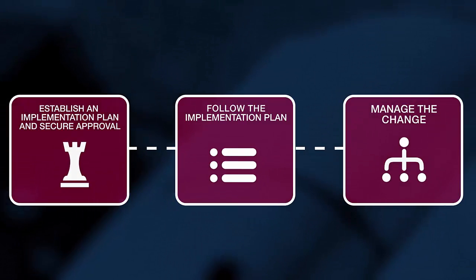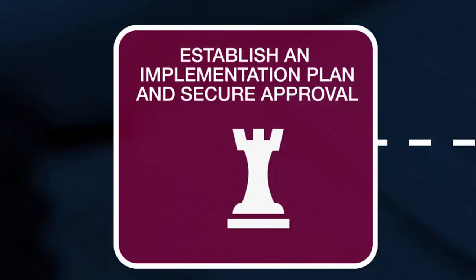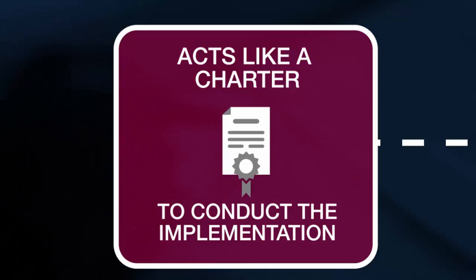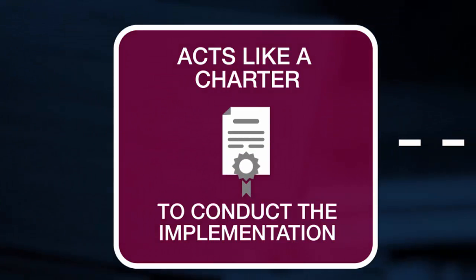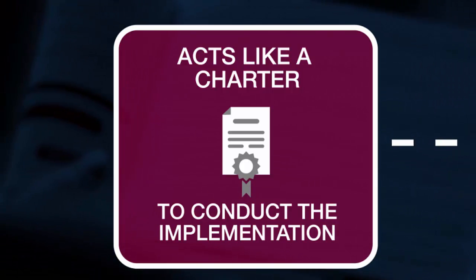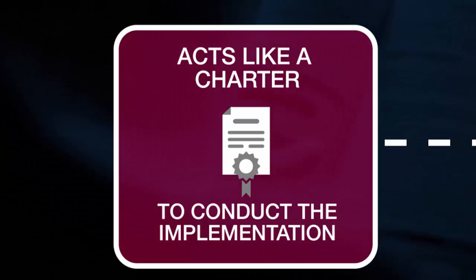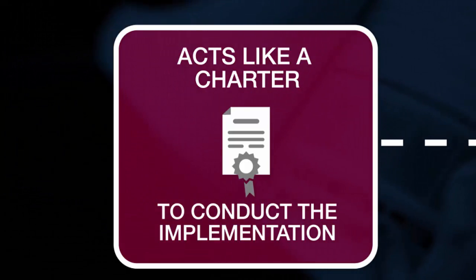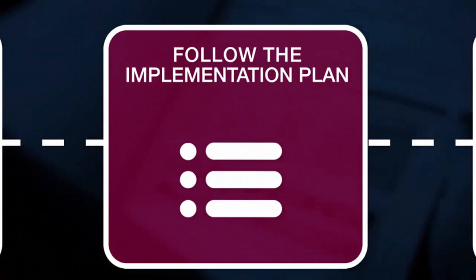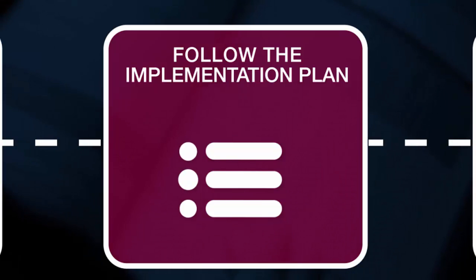First, establish an implementation plan and secure approval from the highest level of authority. This acts as a project charter and provides authority to the project team members in conducting the implementation. This authority is necessary because resources will be needed from various areas in the enterprise, and their superiors must be committed to their availability. Then, follow the implementation plan, delivering on milestones and creating project continuation or departure points.